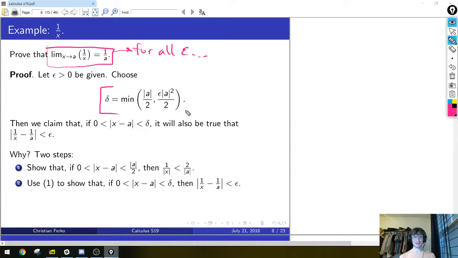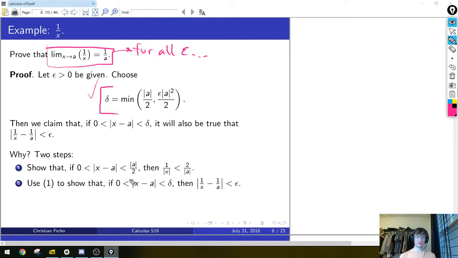This is the thing which, if you go through all the steps that Spivak scaffolds for you, this is the delta you will end up picking. It's the smaller of absolute value a over 2, and epsilon times the absolute value of a squared over 2. Notice that delta should usually depend on epsilon, right? You're just showing that if you hand me epsilon, I can find a corresponding delta, but usually I'll pick a different delta if you hand me a different epsilon. So if your delta doesn't depend on epsilon, usually something's wrong, unless it's a constant function or something weird.